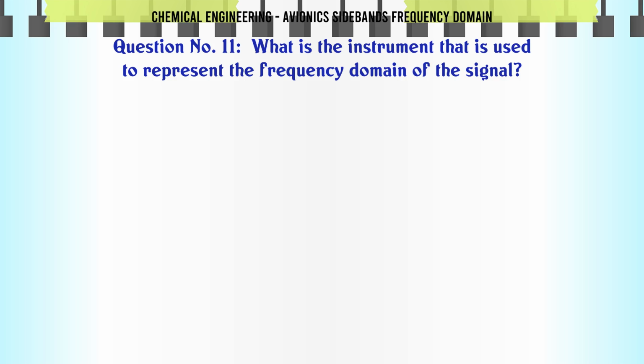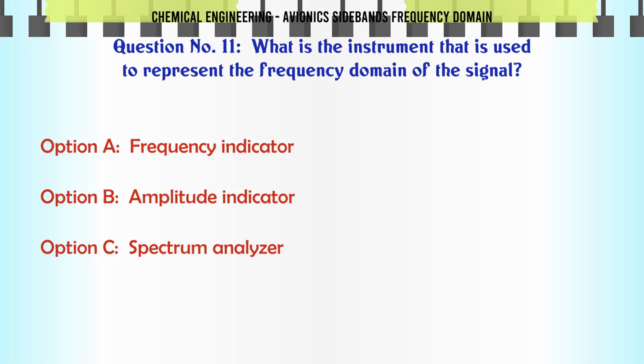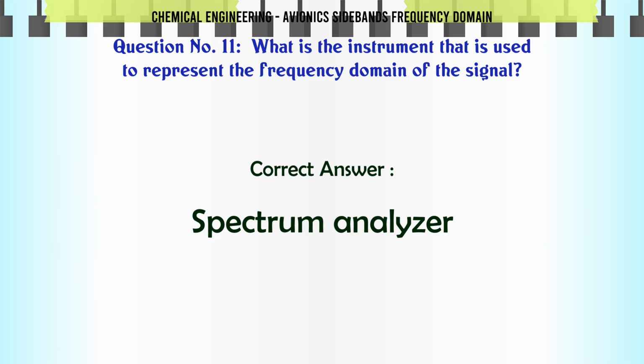What is the instrument that is used to represent the frequency domain of the signal? A: frequency indicator, B: amplitude indicator, C: spectrum analyzer, D: oscilloscope. The correct answer is spectrum analyzer.